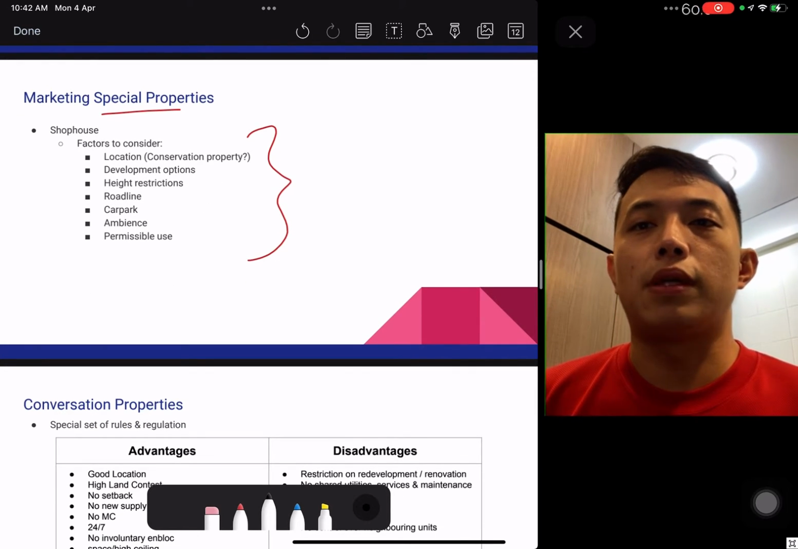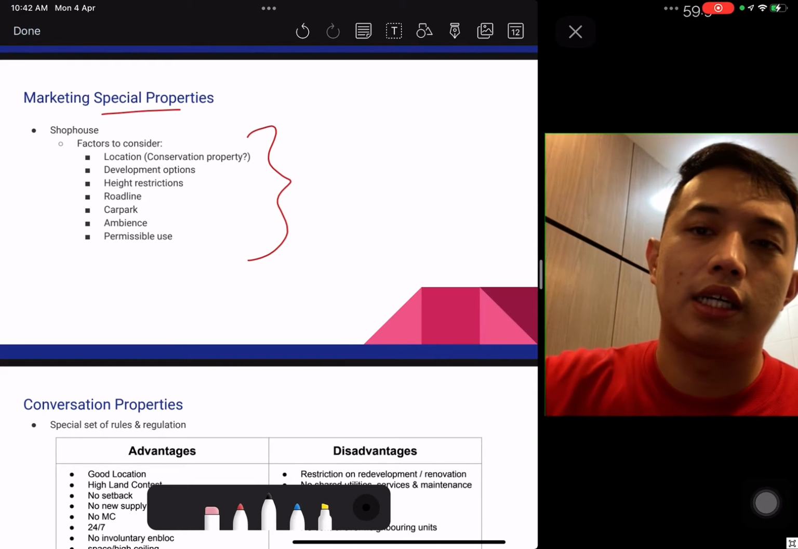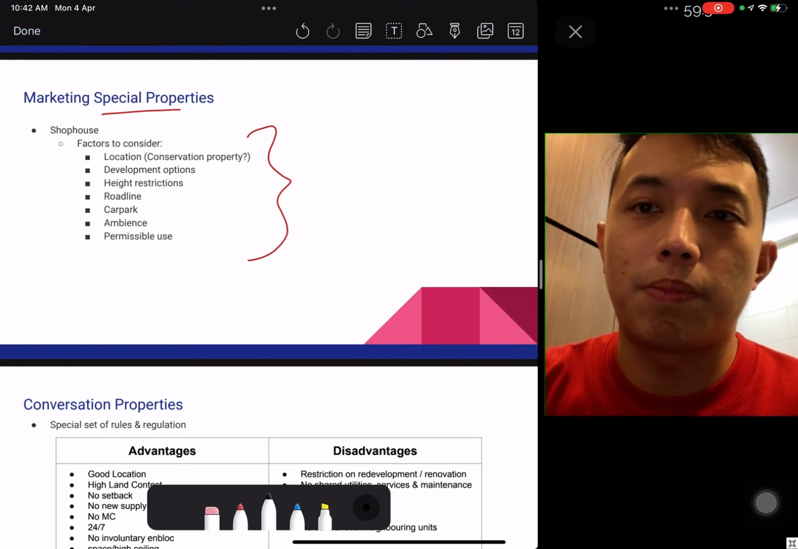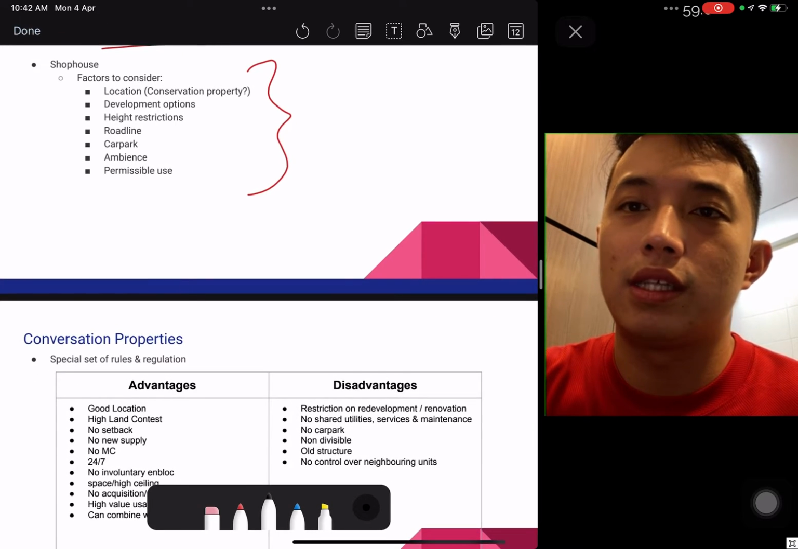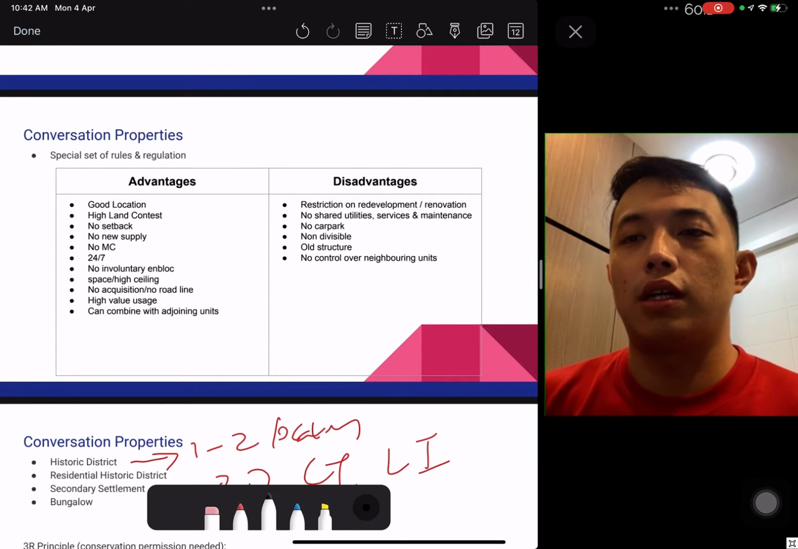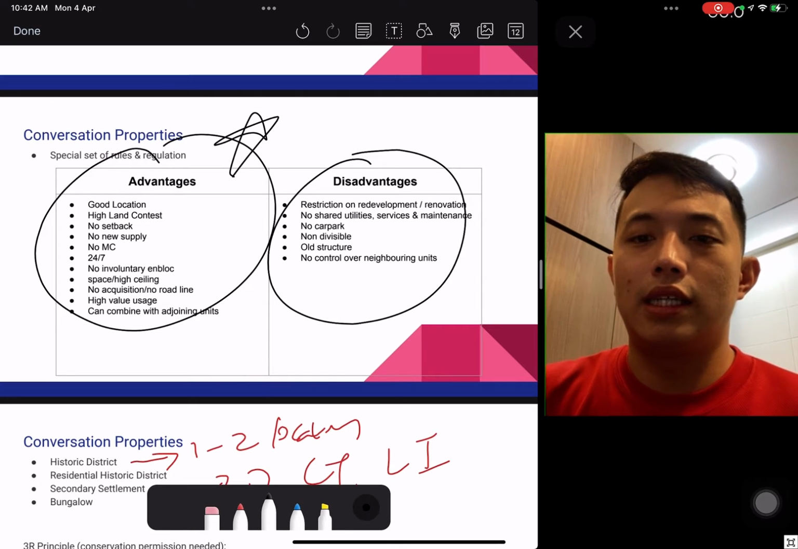So marketing a special property such as a conservation property, shop house, or even other types, there are a lot of things that you need to be concerned about, such as location, price, is it conservation, is there a car park. So conservation properties, guys, you have to read up on the advantages and disadvantages yourself. Why is it taken in and out?